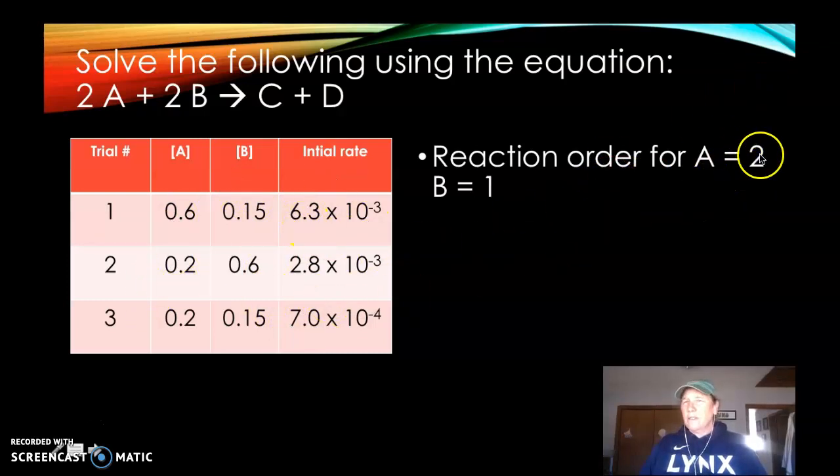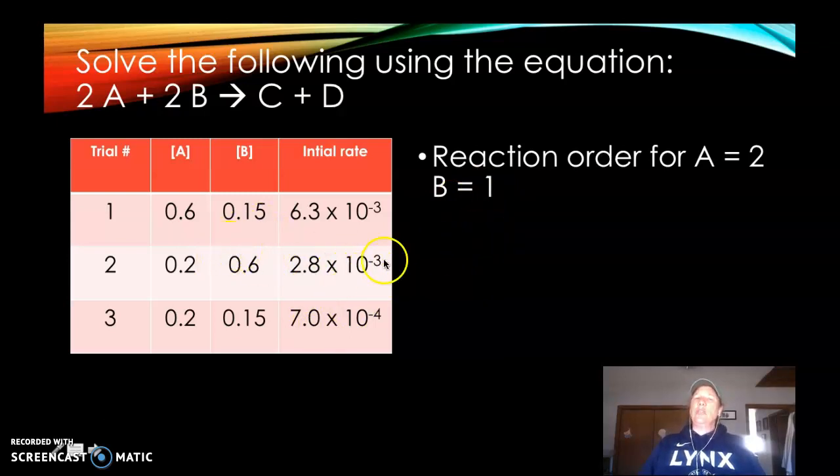So that's your difference. And for B, again, we've got to pick where A doesn't change, but B does. And here it does, 0.6 to 0.15. Again, you can divide those, and the difference between this and the difference between this are the same. Just take 0.6 divided by 0.15, and you find out when you divide these, you get the same number as well. So that's why the reaction order for B is 1.